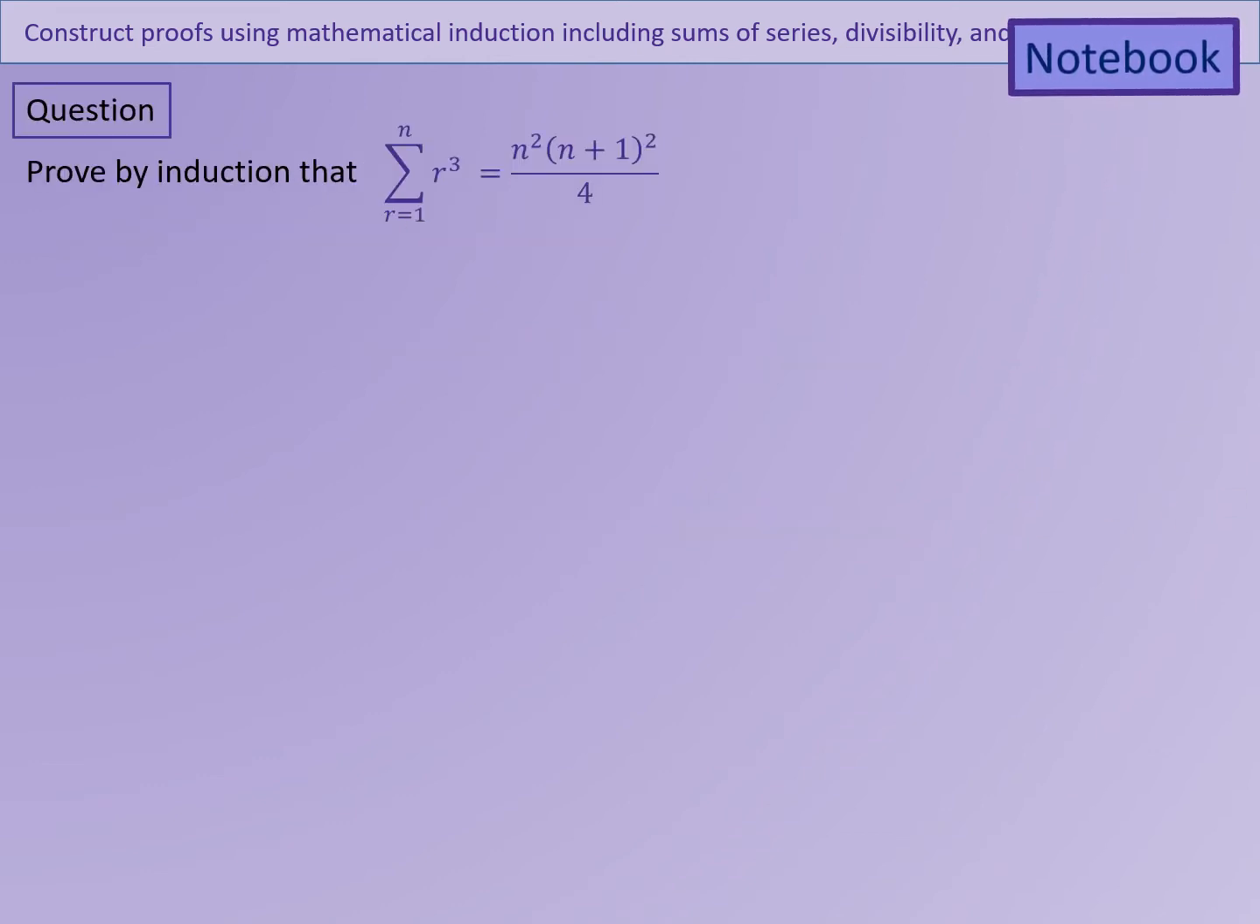So we're going to use induction to prove a result that we already know. We already know the sum of the first n cubed numbers is n squared times n plus 1 squared over 4. We're going to prove this by induction.